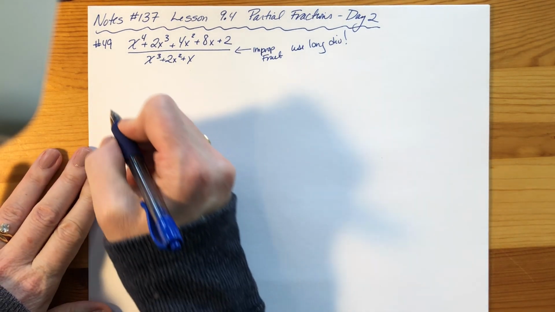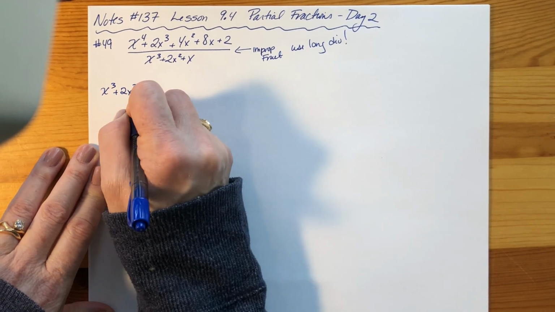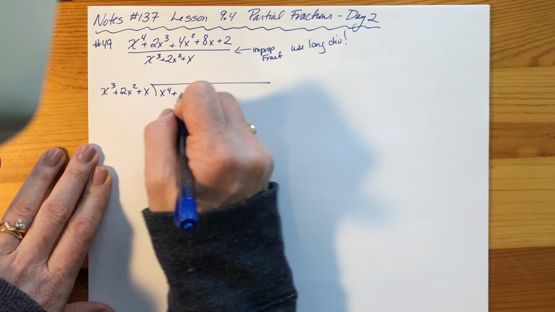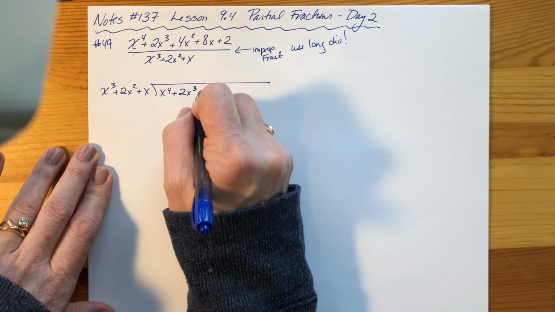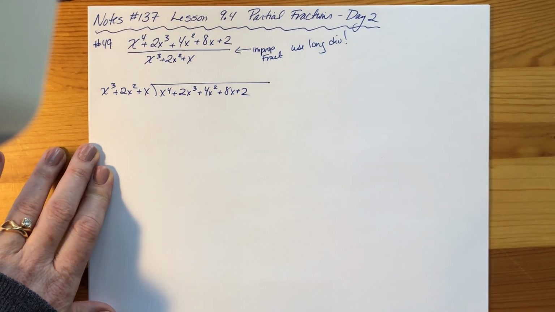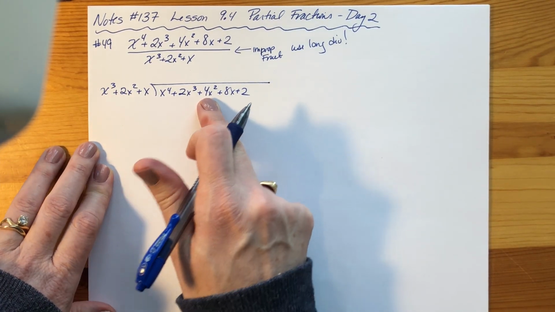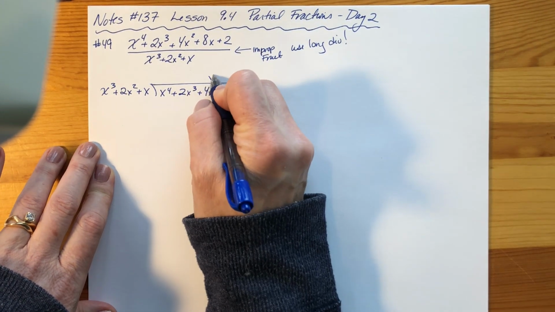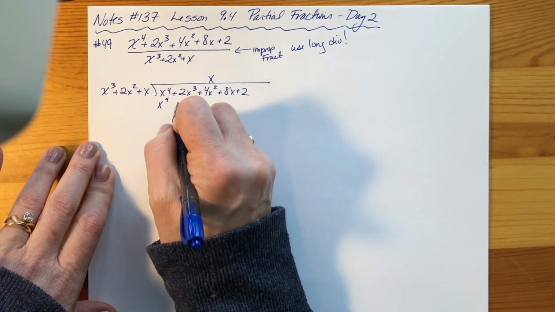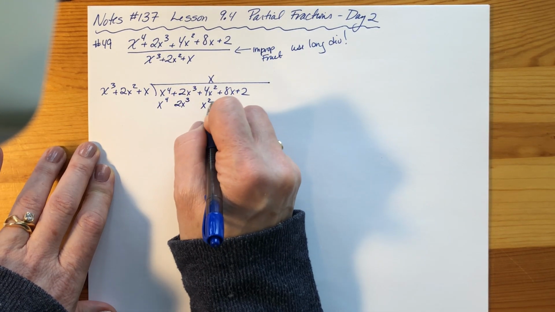All right, so let me see. I've got x to the third plus 2x squared plus x, and I'm going to divide that into x to the fourth plus 2x cubed plus 4x squared plus 8x plus 2. Okay, let's see what I have. 1, 2, 3 terms, 1, 2, 3 terms. I think I just go in x times. So x times x to the third is x to the fourth. x times 2x squared is 2x to the third. x times x is x squared.